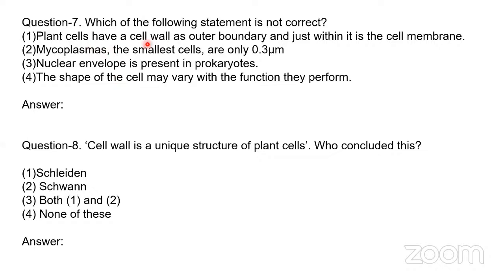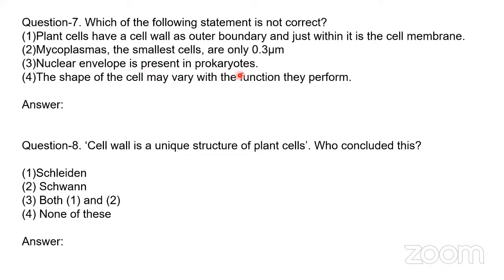We know that plant cells have a cell wall as their outer boundary, and within it, the cell membrane is present. So option number 1 is correct. Second, we know that the smallest cell is mycoplasma, which is around 0.3 micron. So option 2 is also correct. Option 3 states that nuclear envelope is present in prokaryotes.